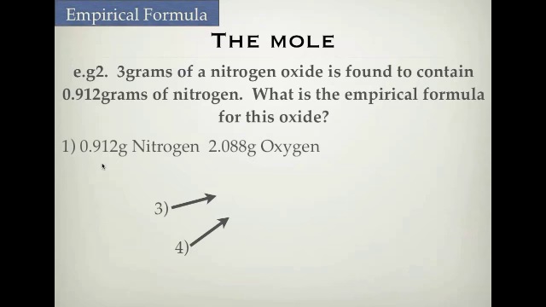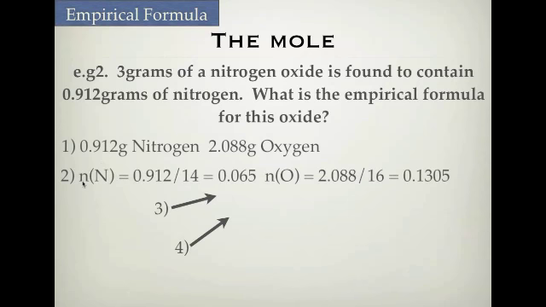Number 2, look back, what was it? Number 2 was finding the number of moles. Number of moles can be done by working out your mass divided by your molar mass. So 0.912 divided by 14 equals 0.065. And then 2.088 divided by 16 gives you 0.1305. Okay, this is your number of moles of each element.